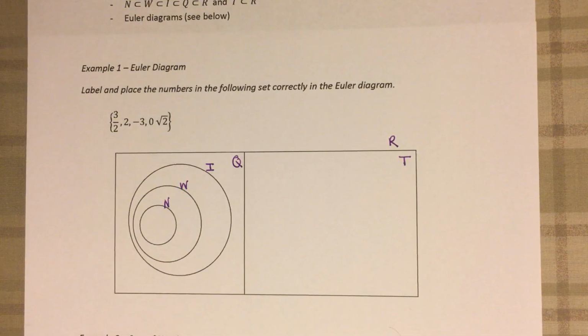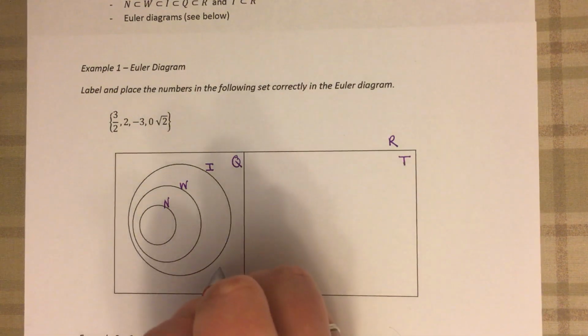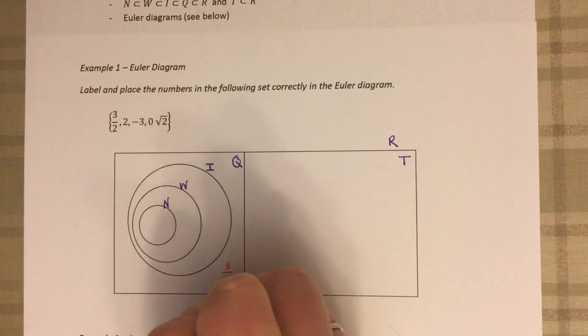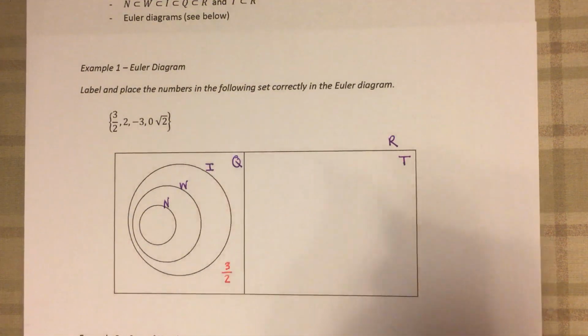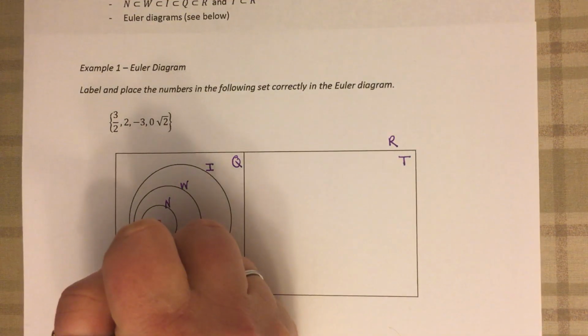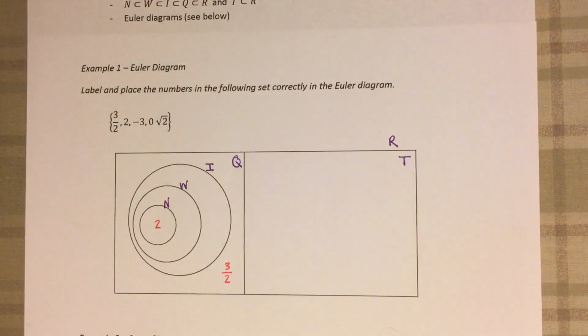So looking at this list of numbers, we're asked to place these in the Euler diagram. Our first number is 3 over 2. 3 over 2, or 1.5, is an example of a rational number. So it's going to go outside of our circles and in that square on the left. 2 is a positive whole number. A positive whole number is a natural number. So that's going to go in our smallest circle in the middle.